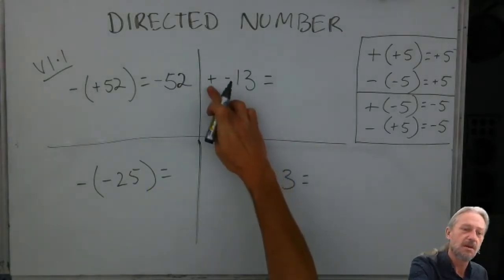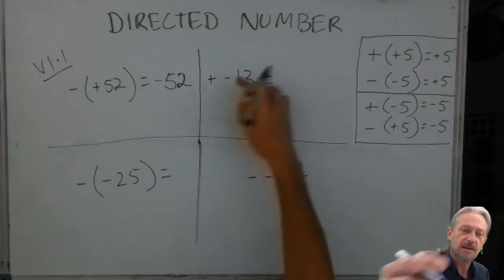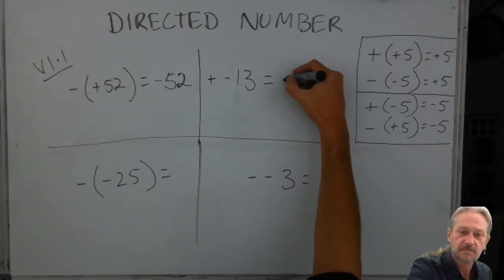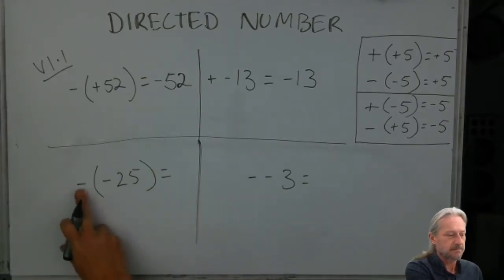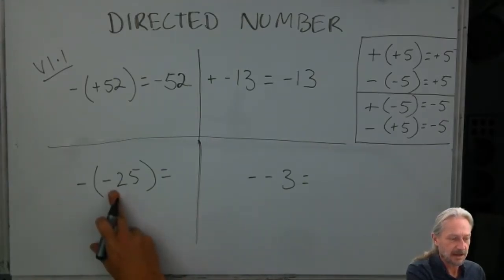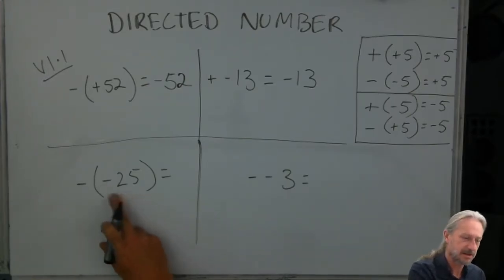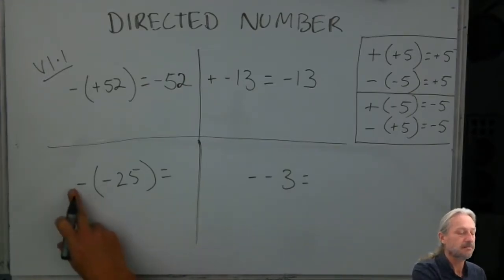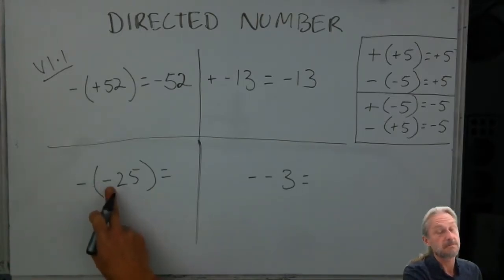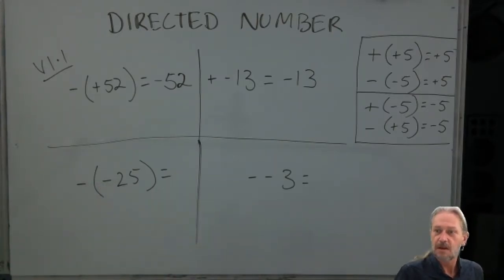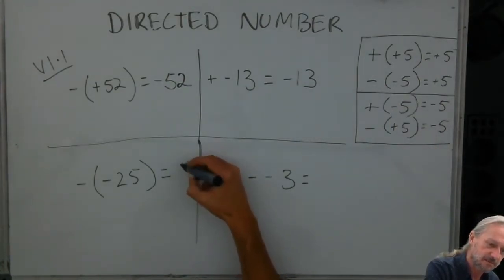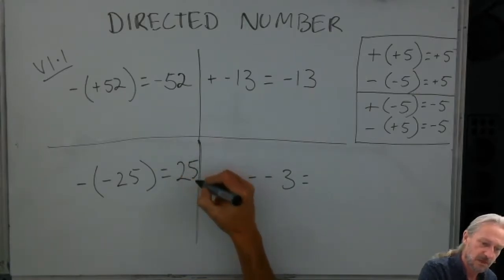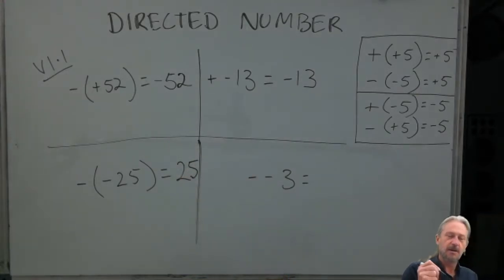So here again, we've got a positive and a negative. So this is simplified negative 13. Here we've got a negative and a negative inside the brackets attached to this 25. So it's sort of like saying the opposite of a negative. So that's this case, and that is essentially, I'm just going to write 25.